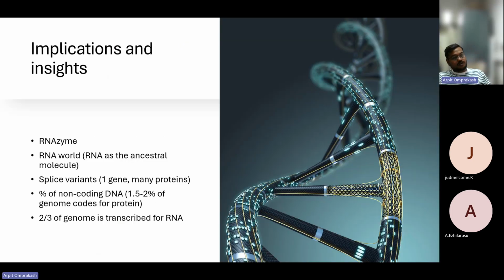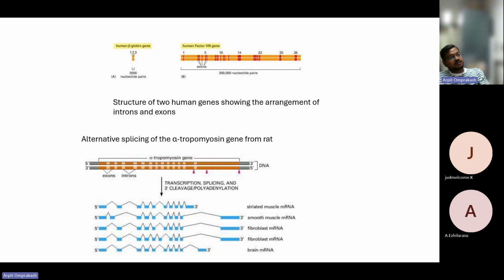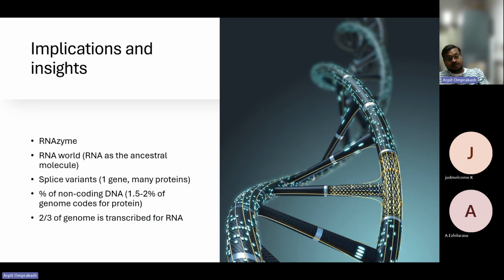So what are the implications of all this? The implication is that RNA can act as an enzyme. These are called ribozymes. Then we have this other claim that the world was initially made up of RNA and DNA came later on. And that's why RNA is the only molecule that, as far as we can see, can translate protein. The presence of introns and exons leads to splicing and generation of many variants.